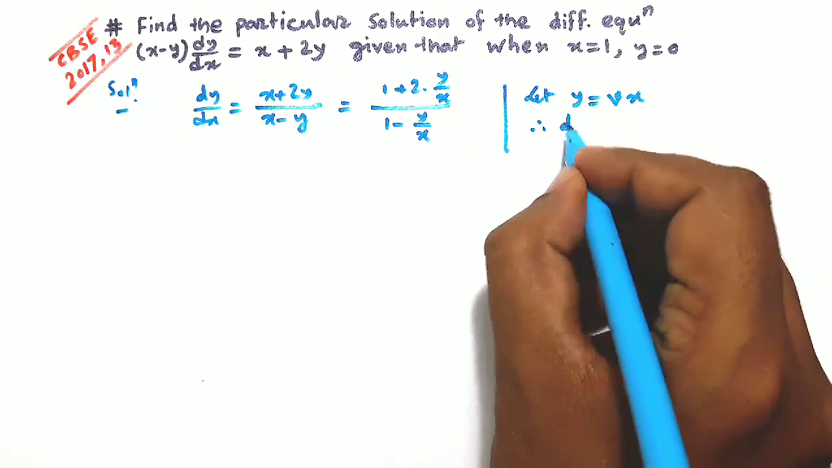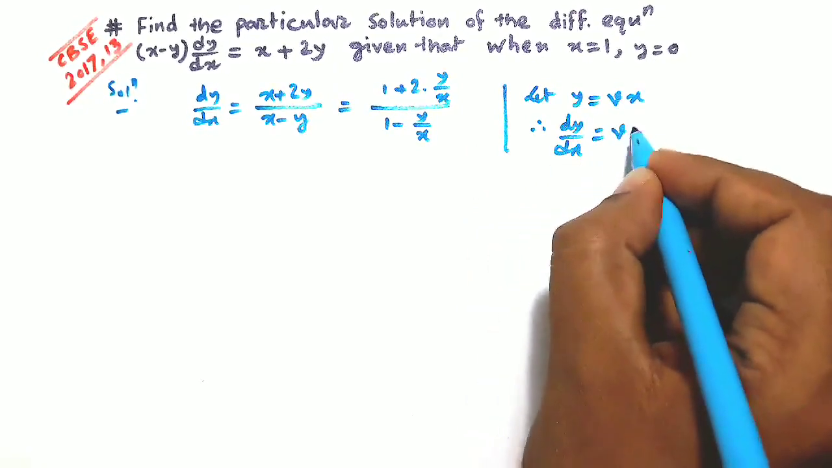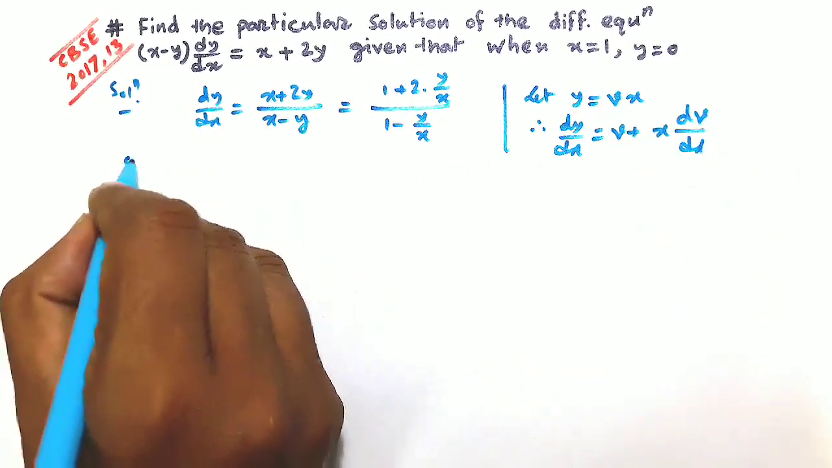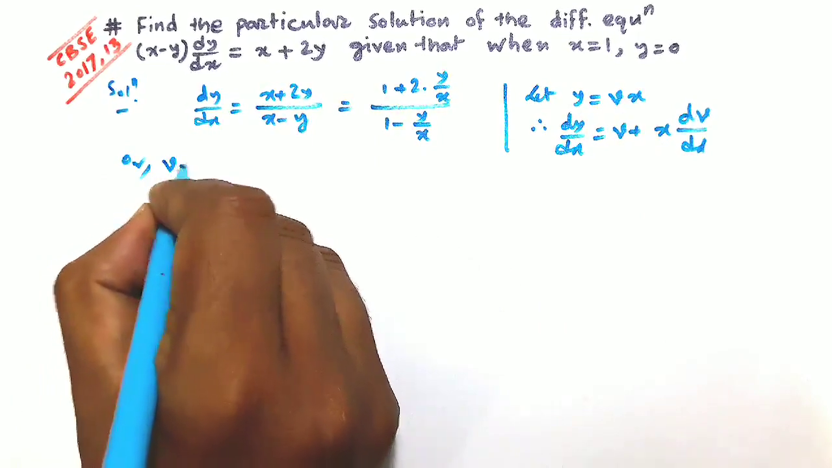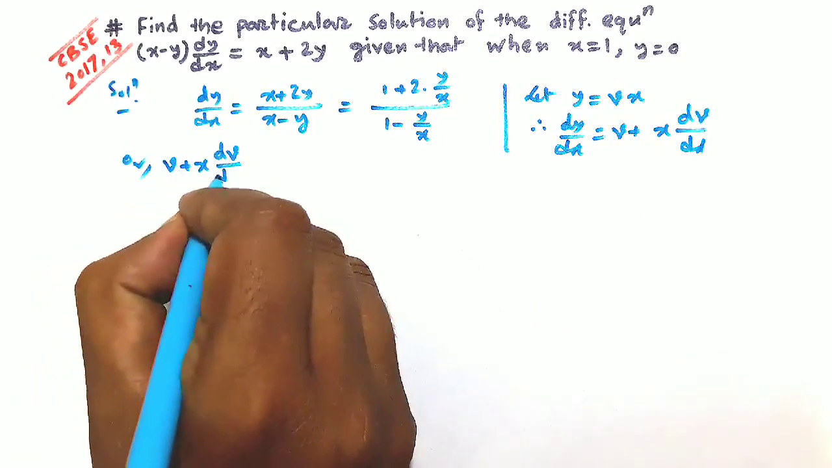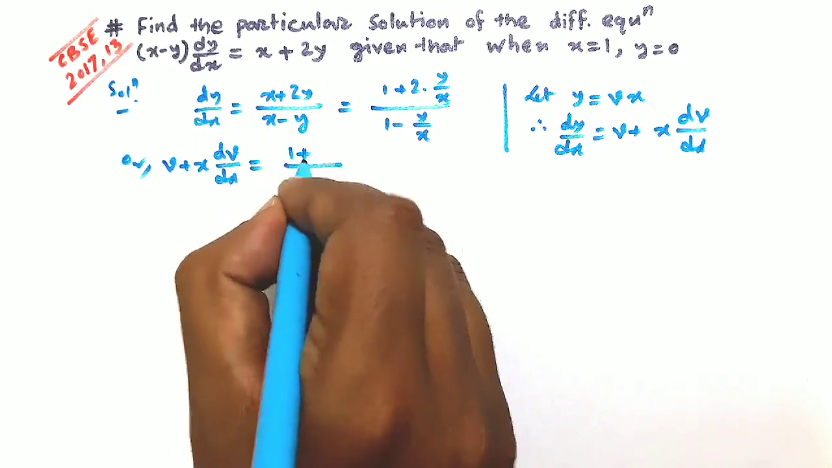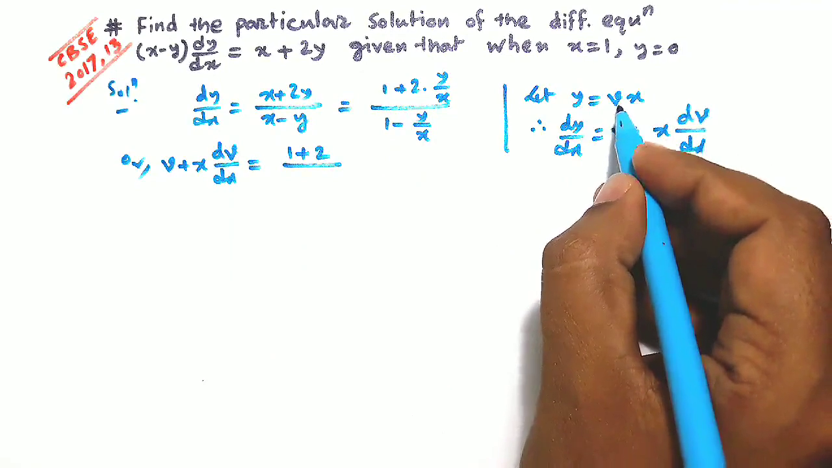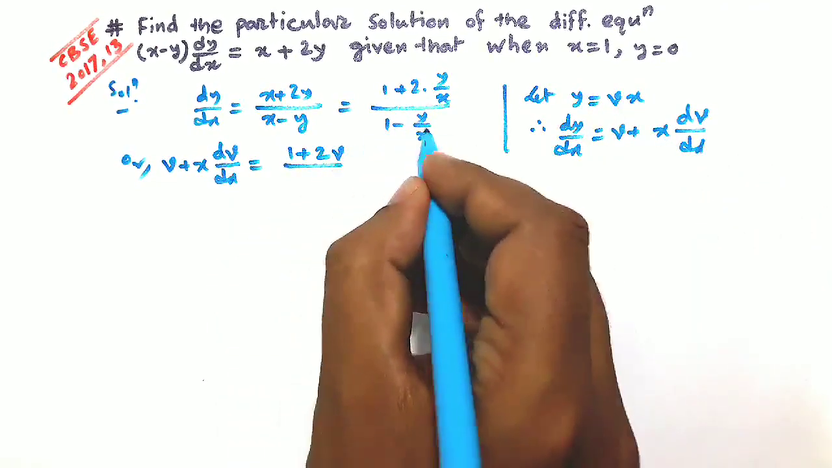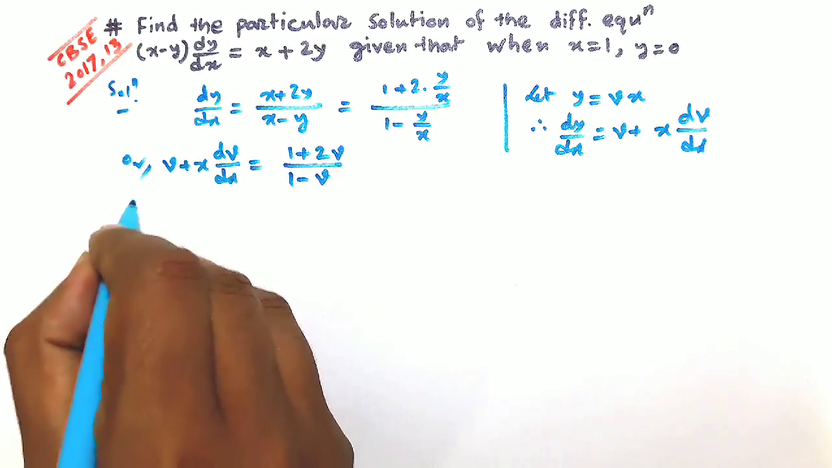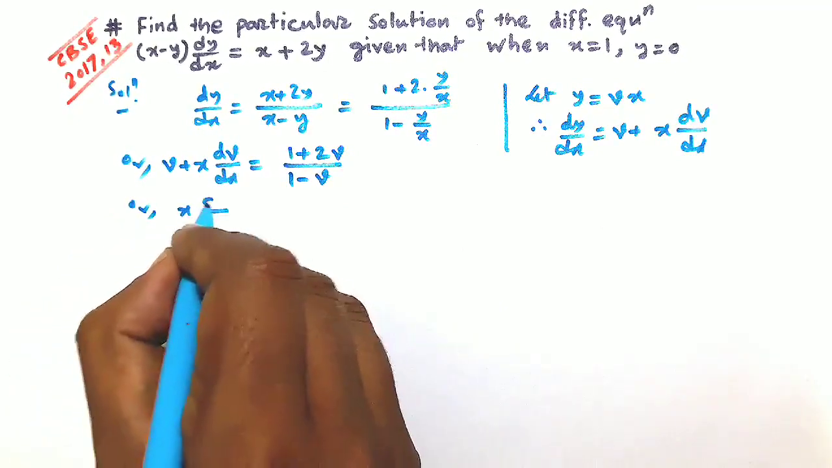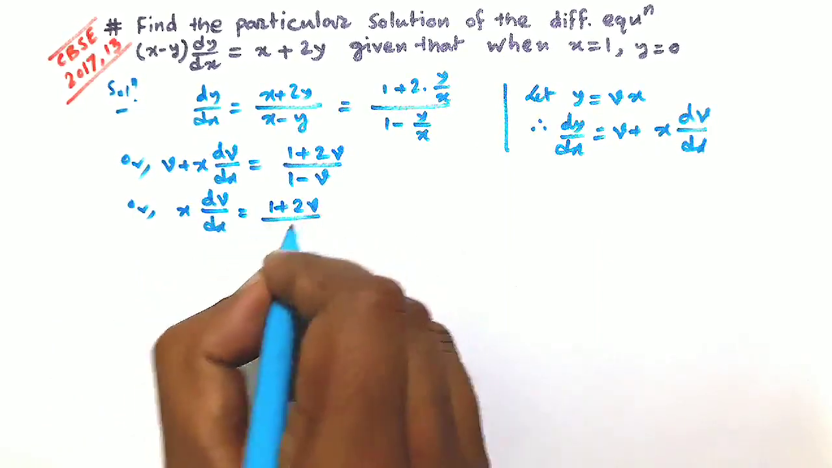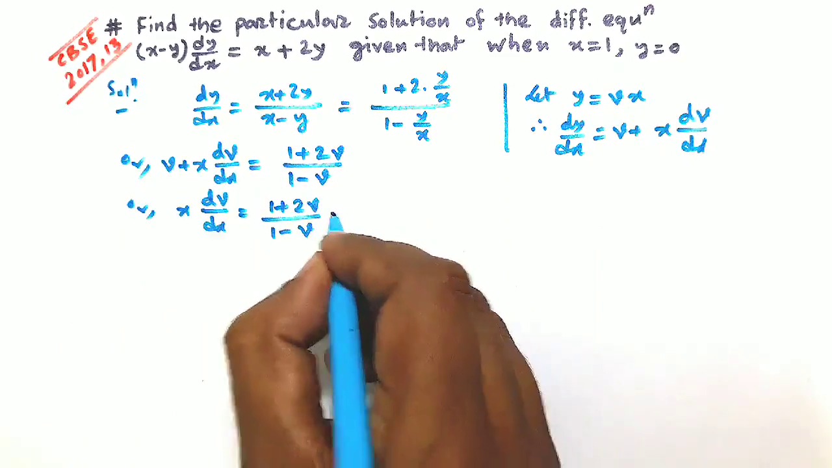Therefore, dy/dx is equal to v plus x dv/dx. So replace this dy/dx by this one. v plus x dv/dx is equal to (1 plus 2 y by x) upon (1 minus y by x). y is equal to vx, so y by x is equal to v. So twice v divided by 1 minus v, isn't it? Or we can write x dv/dx is equal to (1 plus 2v) upon (1 minus v) minus v.